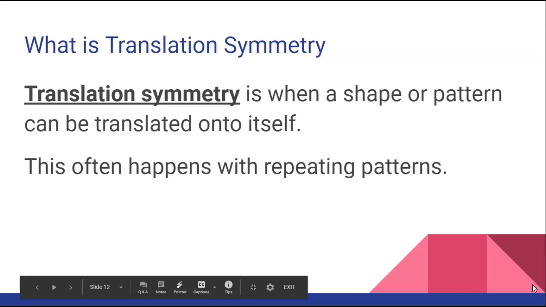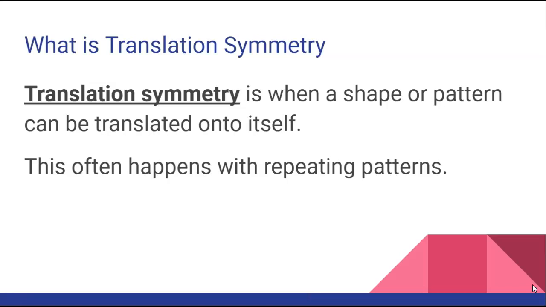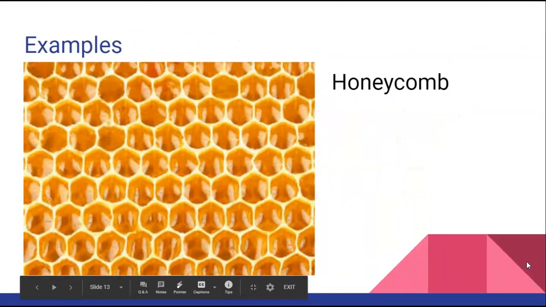So the last type of symmetry we need to talk about is translation symmetry. Translation symmetry is when a shape or a pattern can be translated onto itself. This often happens when we see repeating patterns, a lot of times in artwork and also in nature. So let's take a look at some examples.